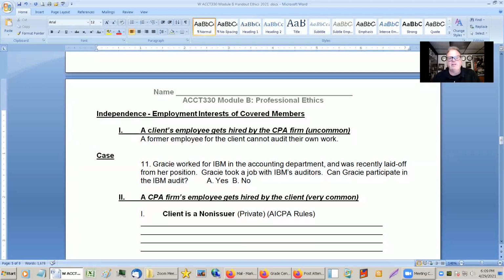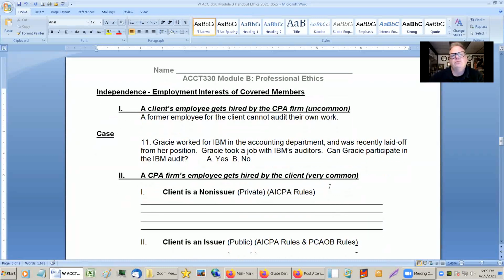Okay, a former employee for the client cannot audit their own work. All right, which obviously is an objectivity or bias issue. So if someone comes in, well, let's go to the case. Oh, I gotta do the poll.